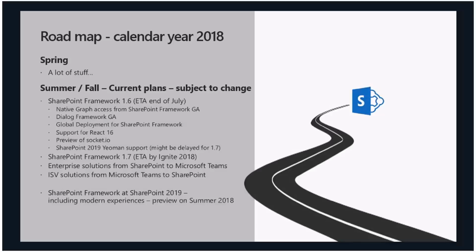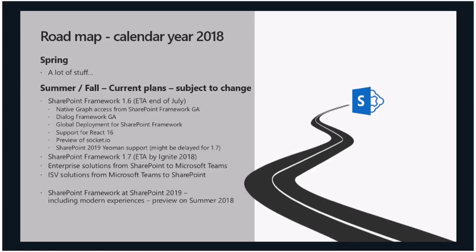In 1.6, we're looking into having the Dialog Framework GA, and native Graph access from SharePoint Framework as GA. GA means general availability, so it can be used in production, because everybody is asking for these capabilities. Also supporting React 16, a preview of Socket.io, which we demonstrated in some of the community calls, and native Yeoman support for SharePoint 2019.